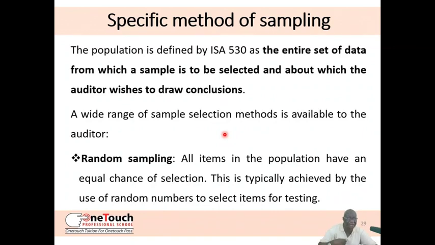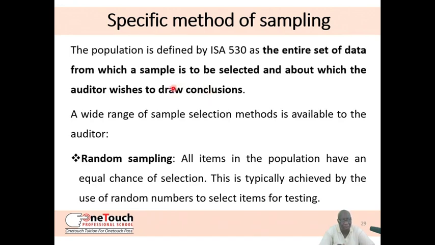The population is defined by ISA 530 as the entire set of data from which a sample is to be selected, and about which the auditor wishes to draw conclusions. In selecting items, the group of items that you want to select a few from is called a population. And that population is what we are talking about.